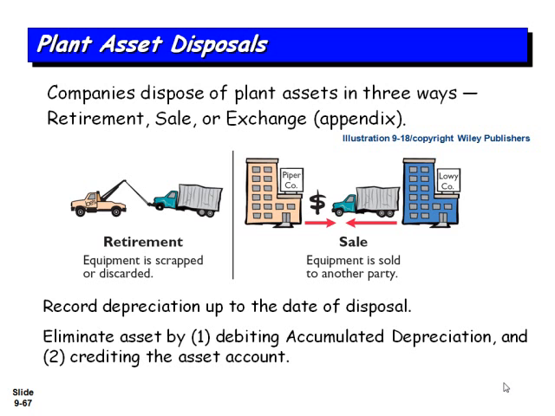So the rule is you record depreciation up to the date of the disposal, and then you have to take the asset off your books, which means you debit the accumulated depreciation account for the amount of the accumulated depreciation, and you credit the asset account.